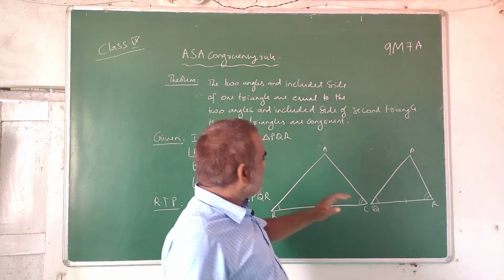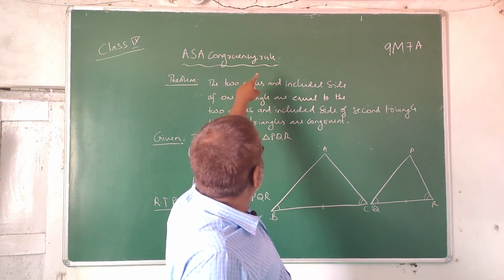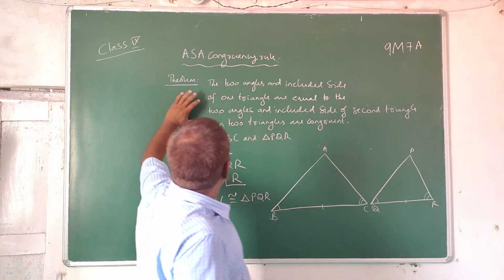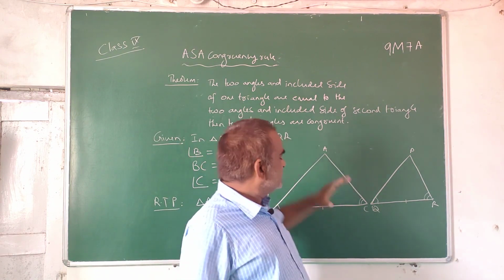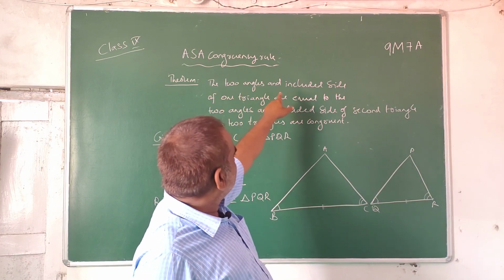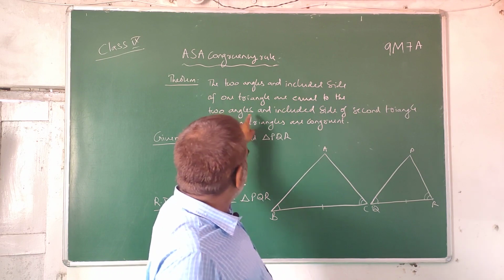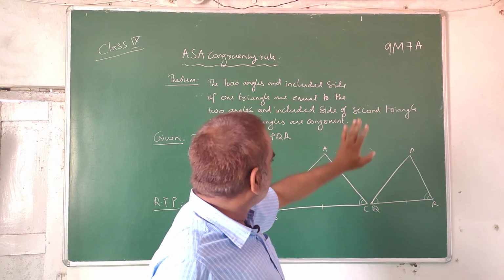Dear students, now we are going to discuss the ASA congruency rule. This is not an axiom, this is a theorem. So we are supposed to prove this, of course we will prove it. First, the statement of the theorem: the two angles and included side of one triangle are equal to the two angles and included side of the second triangle, then the two triangles are congruent.